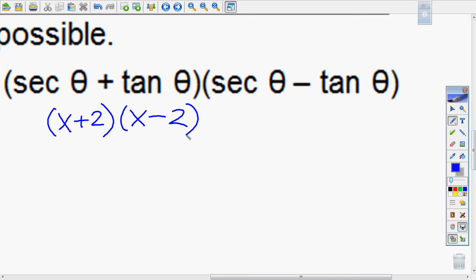Don't. Huh? You equal them to 0? No, you don't equal them to 0. Would you add the 2 to that one? Nope. I don't know. Okay?